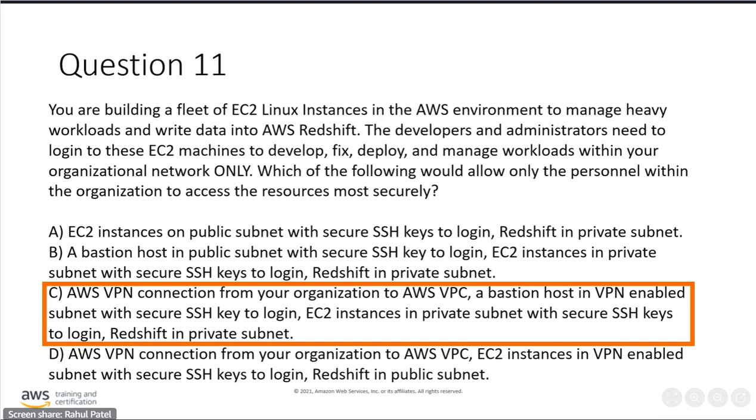So C is the correct option here. AWS VPN connection from your organization to AWS VPC. A bastion host in a VPN-enabled subnet with secure SSH key to login, and EC2 instance in private subnet with secure SSH key to login, and Redshift in private subnet. So this is the most secure way.